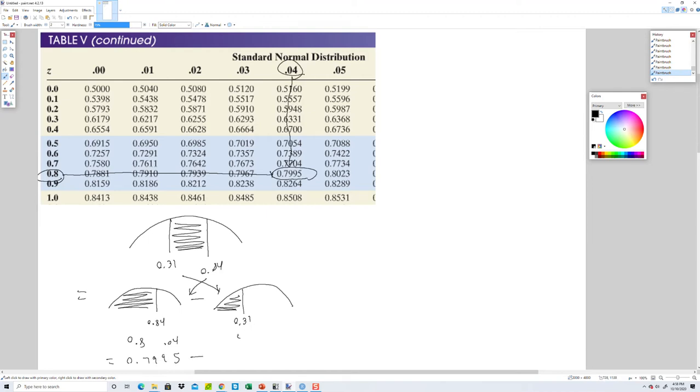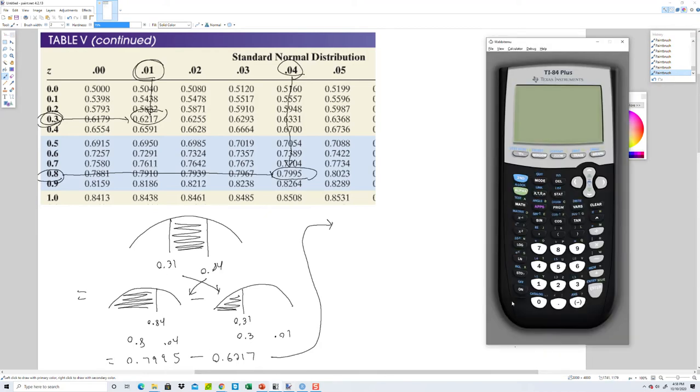Minus, and then we're looking up this one. So we're looking up 0.3 in the hundredths place separate, 0.01. So 0.03 is right here, and 0.01 is right there. So the intersection of those would be this. So 0.6217. And if I subtract those, let's see, 0.7995 minus 0.6217 gives us 0.1778.